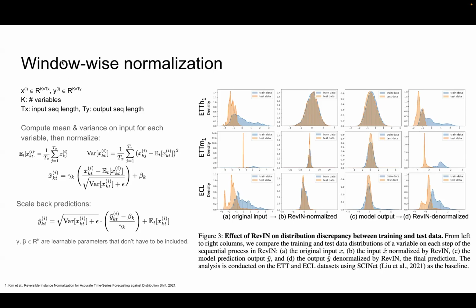And after we apply this window-wise normalization and then plot the distributions again, we see that both the training data and the test data now follow a more similar distribution. And our model output will also follow a more similar distribution. But after we scale back our predictions using this calculated mean and standard deviation, our model will be able to predict different distributions for the train data and test data.